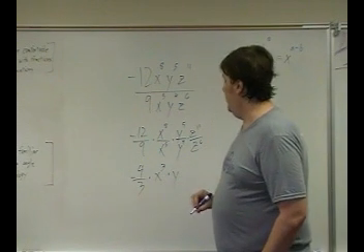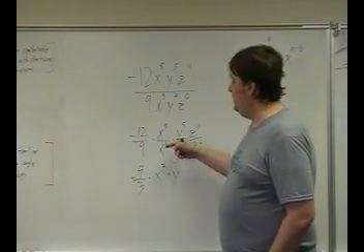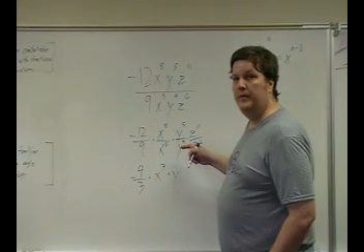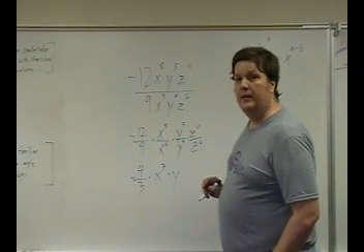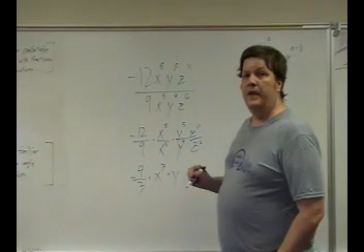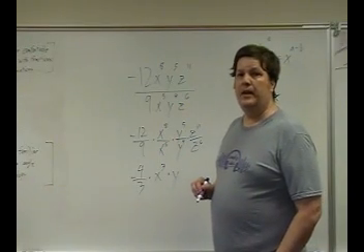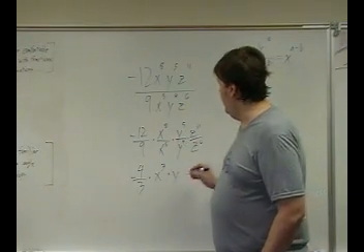Next, I've got y. Same thing with the x's. I've got a y up top of the division sign. I've got a y on the bottom of the division sign. If that's the case, all I do is subtract their exponents. 5 minus 4 gives me 1.